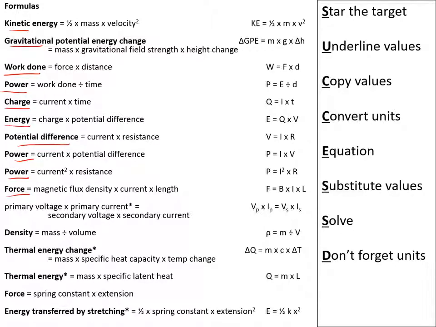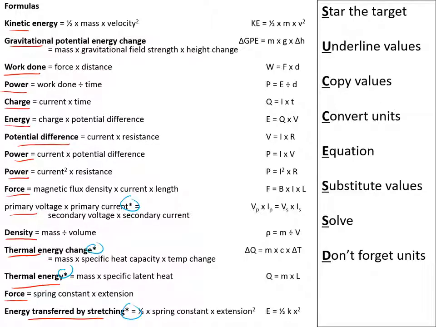Force equals magnetic flux density times current times length. Primary voltage times primary current equals secondary voltage times secondary current. Density equals mass divided by volume. Thermal energy change equals mass times specific heat capacity times temperature change. Thermal energy equals mass times specific latent heat. Force equals spring constant times extension, and energy transferred by stretching is half times spring constant times extension squared. Note the ones that have the star here. These will be in the formula sheet at the back of the paper and will not need memorizing.